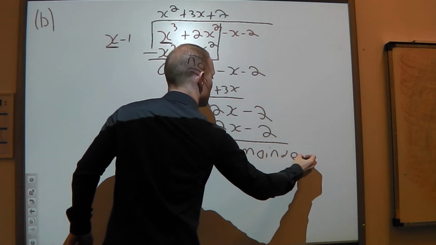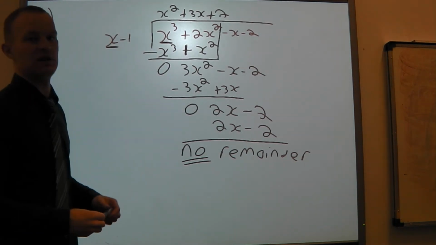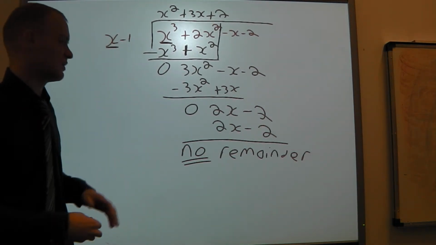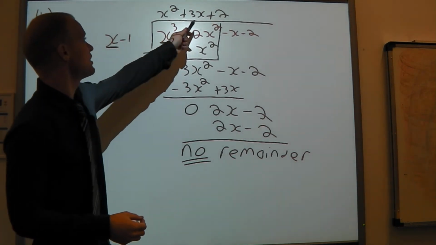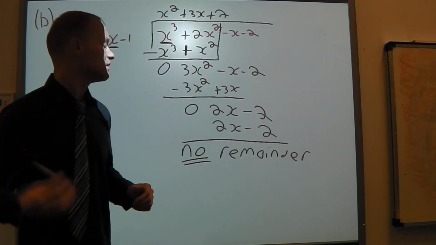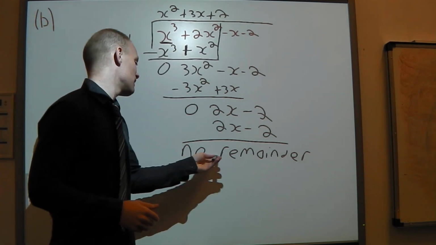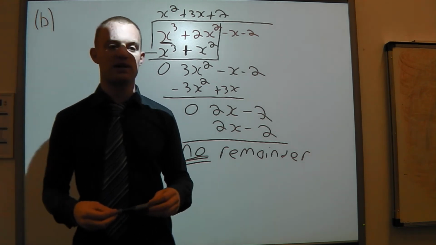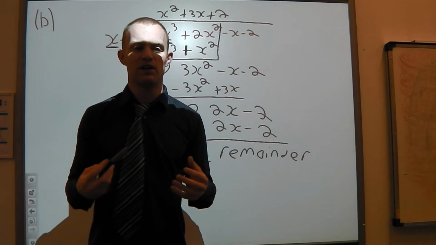It's like if you were asked if 3 is a factor of 9, when you divide it in you get no remainder, so it is a factor. And now you divide x minus 1 into this term, and it has no remainder, therefore it is a factor. For the next part of the question, you're asked, hence or otherwise, find other factors of f of x.